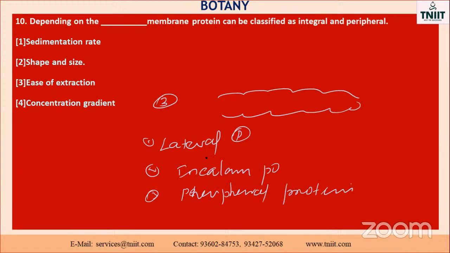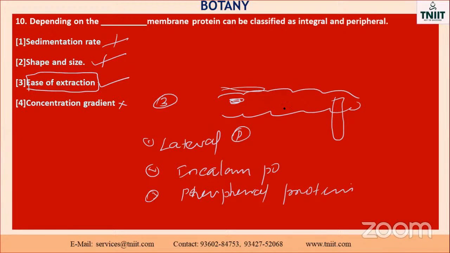The lateral protein is present on the outside. Intercalary protein is mostly found on this side. And peripheral protein is nearest to this one. How will they be separated? Sediment rate, or shape and size, ease of extraction, concentration gradient. Ease of extraction is the correct answer. The other will not come because it is ease of extraction only.